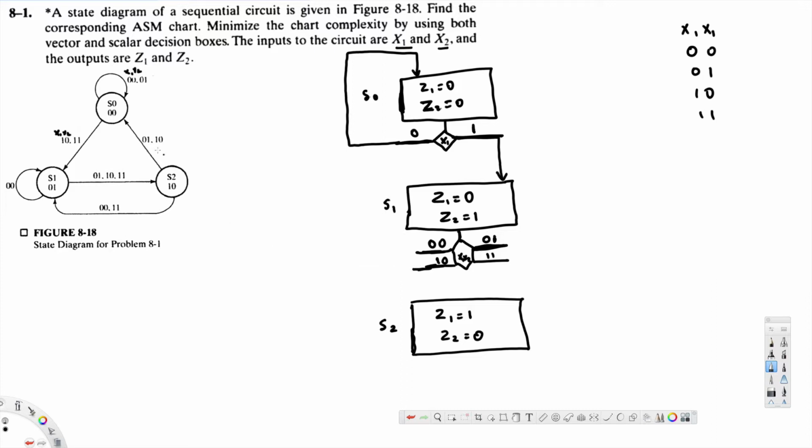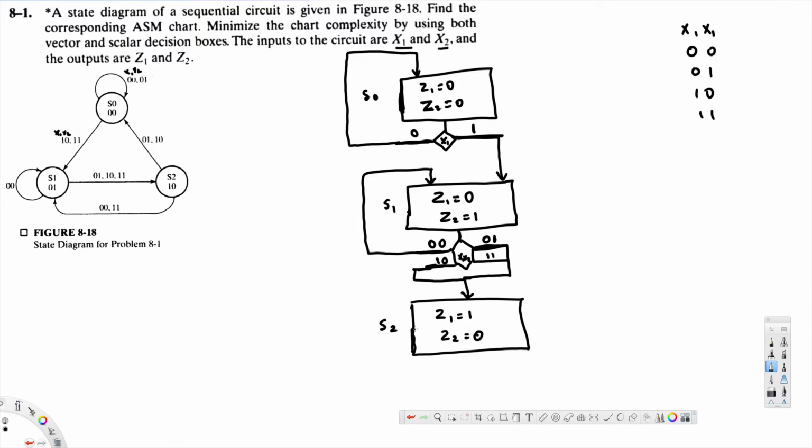Now let's see what is happening. What are the things going outside from S1? If it's 0 0, it will go back to S1. And if it's 0 1, 1 0 or 1 1, it goes to S2. So if these three conditions are met, it will go to S2.